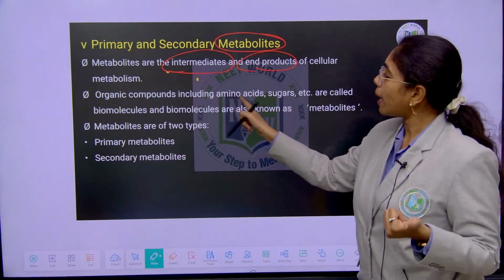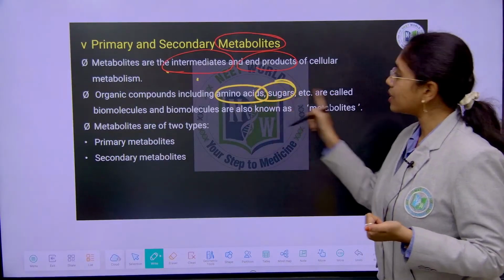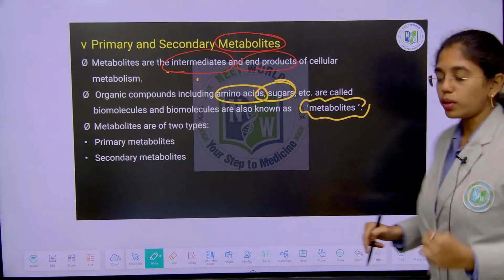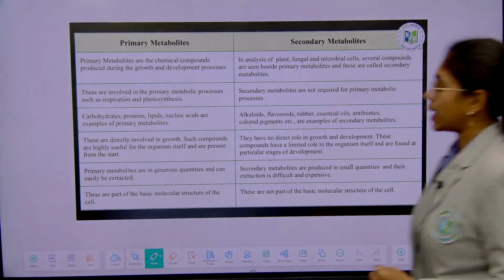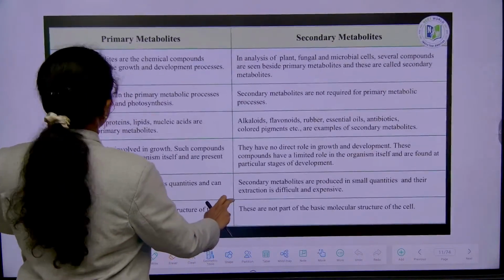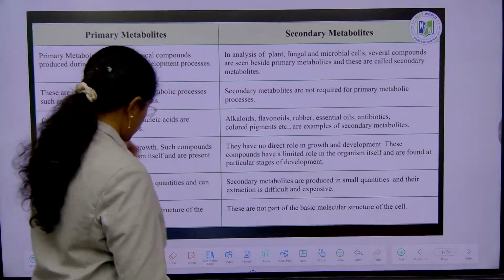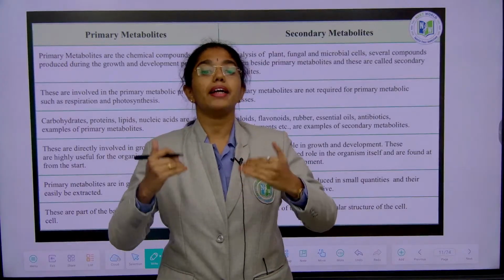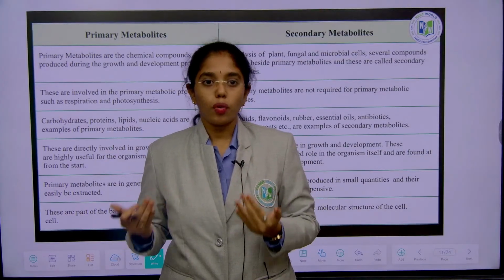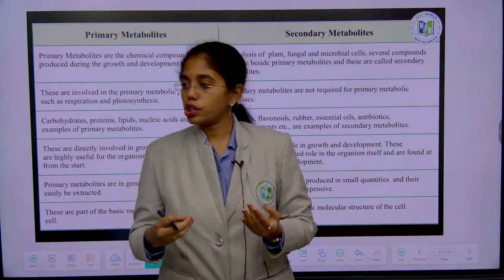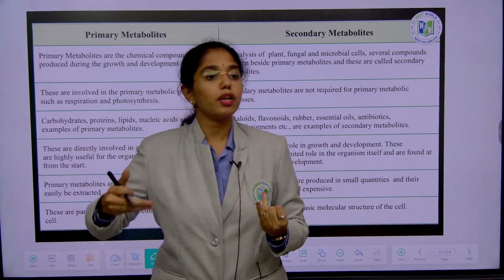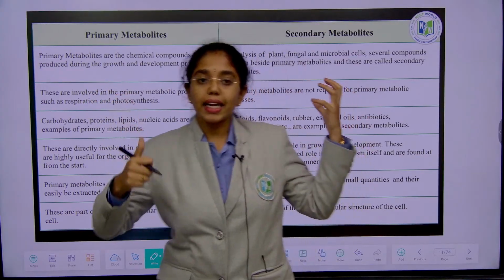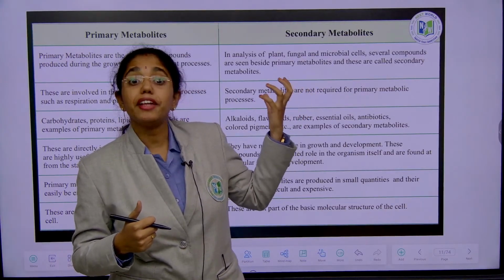Next, organic compounds including amino acids, sugars are called biomolecules. They are known as metabolites. They are of two types: one is primary and second is secondary metabolites. The initial difference is this: primary metabolites are those which help in the growth and development of living organisms. For example, the food you are taking, which consists of carbs, proteins, fats, helps in growth and development of living organisms. That is primary metabolites. Secondary metabolites are those which help in defense action.